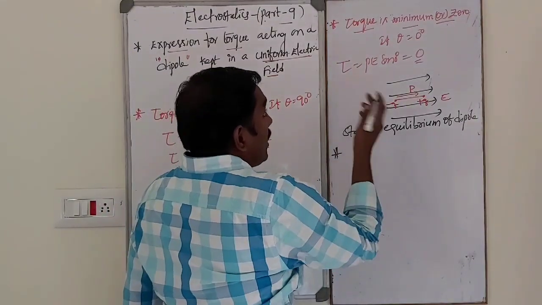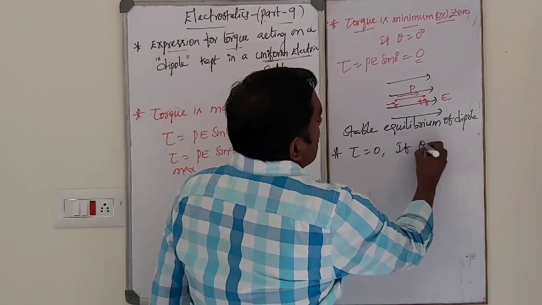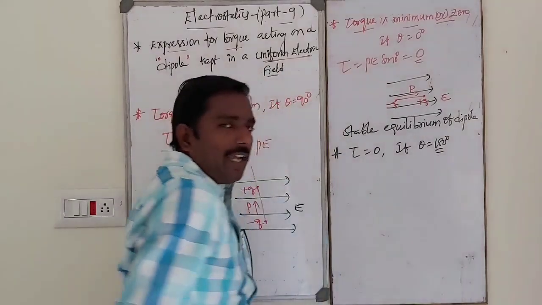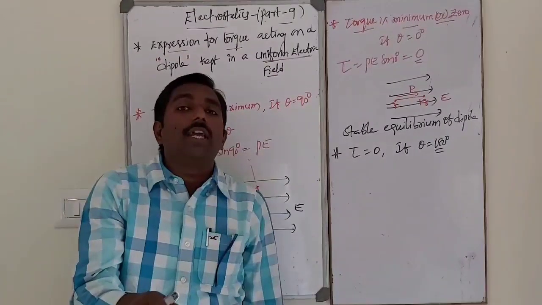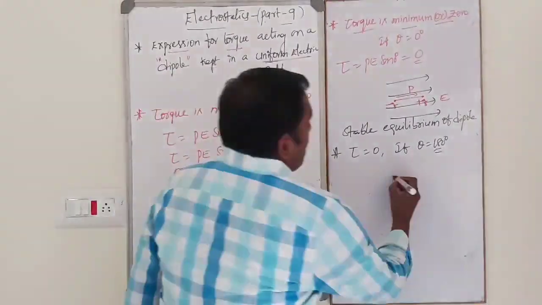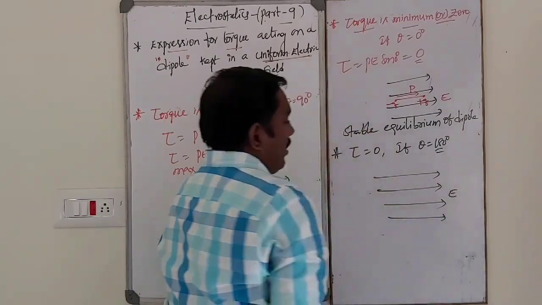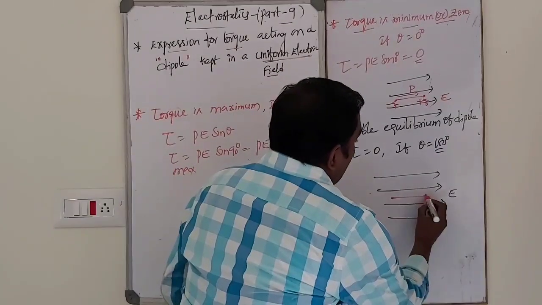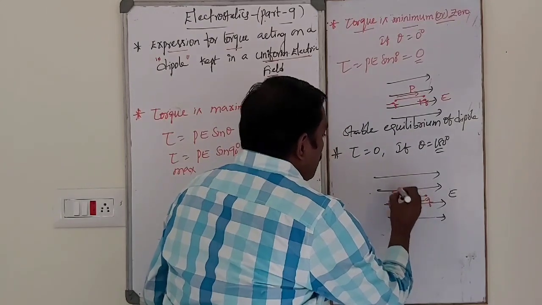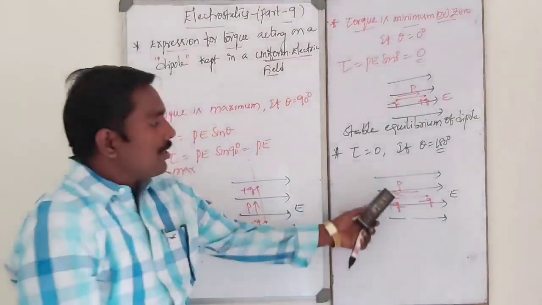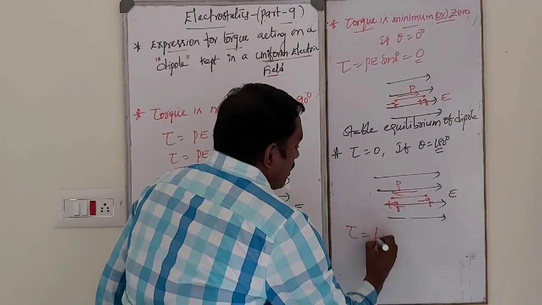Similarly, torque is minimum or zero. Tau is equal to 0 if theta is equal to 180 degrees. Theta equal to 180 degrees means the direction of dipole moment is opposite to the direction of electric field. See, dear students, this is the electric field direction. So this is the dipole moment direction, minus Q plus Q, negative to positive. In this case, both are opposite. Of course, no torque acts on it.